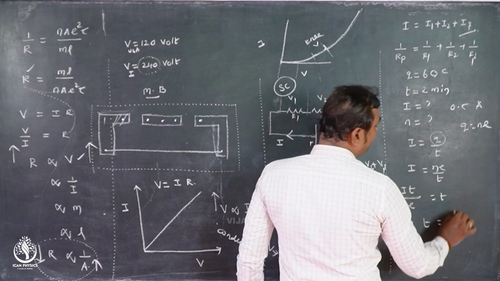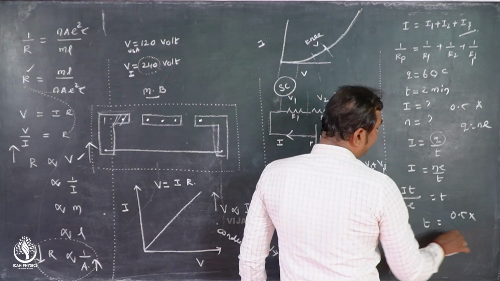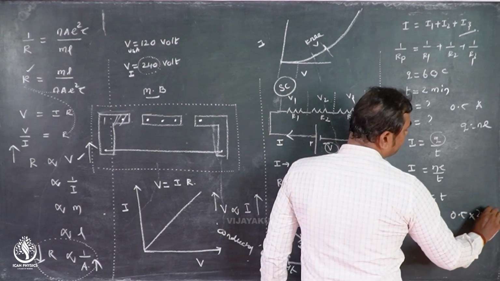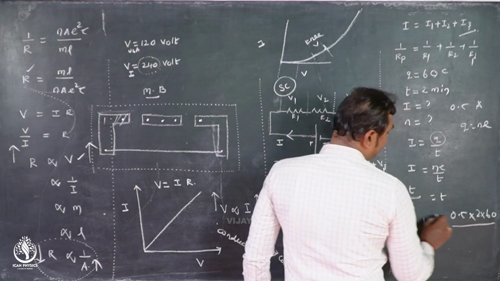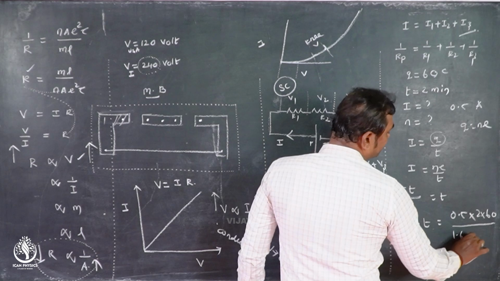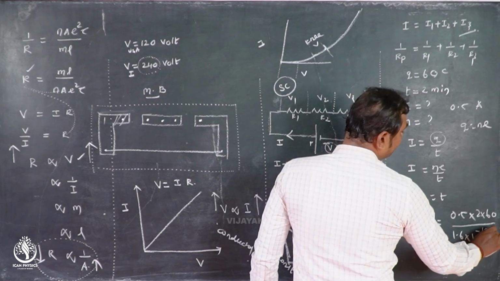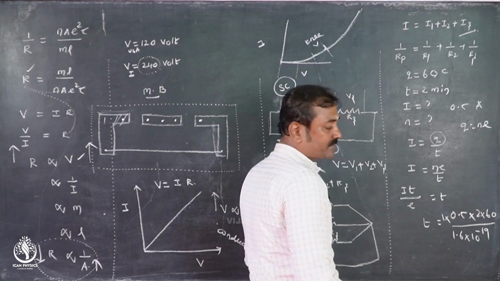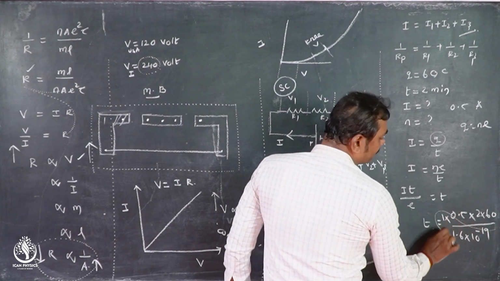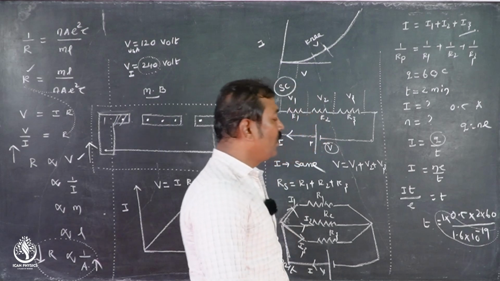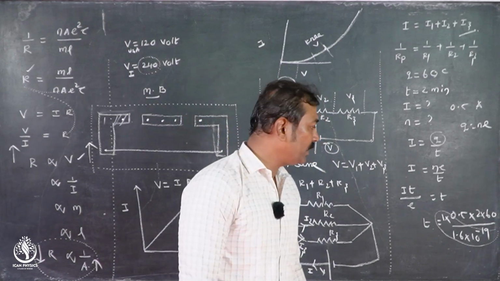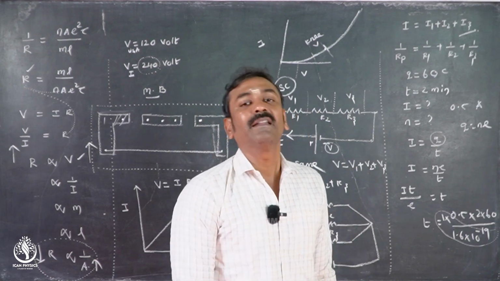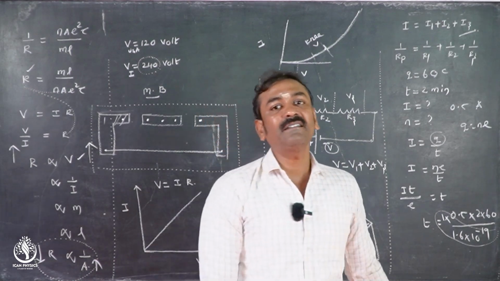So what is the value of I? 0.5 into time. So what is the value of time? 2 minutes. It is 2 into 60 divided by E. 1.6 into 10 to the power minus 19. Are you able to remember what is the value of 1 divided by 1.6 into 10 to the power minus 19? That is the first lesson, first question.